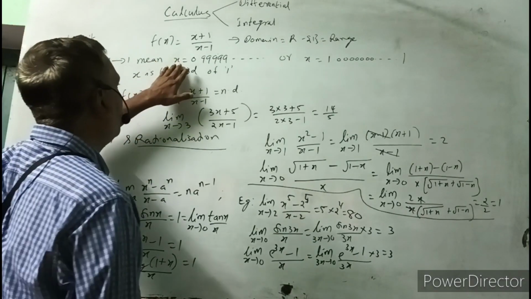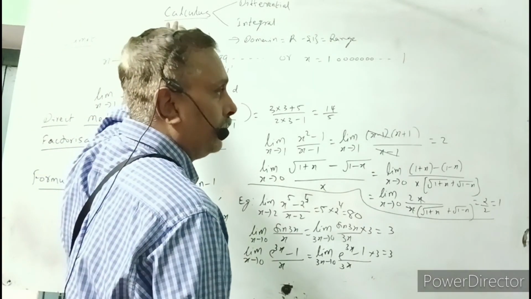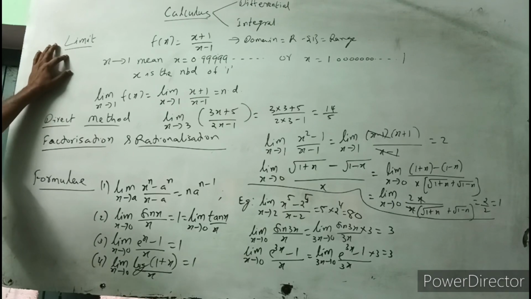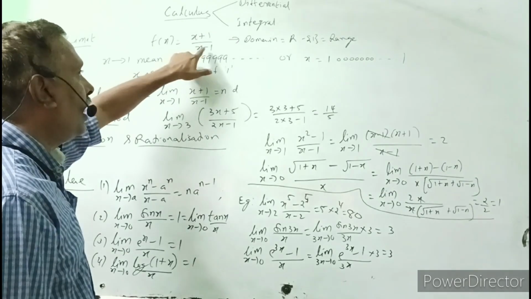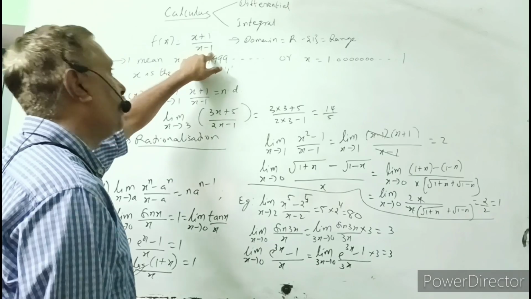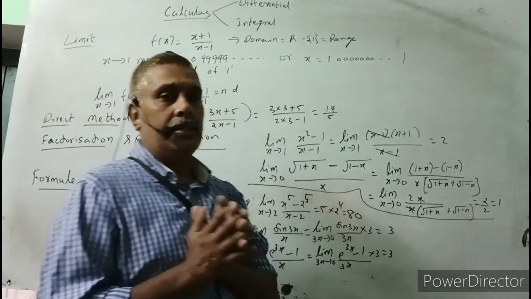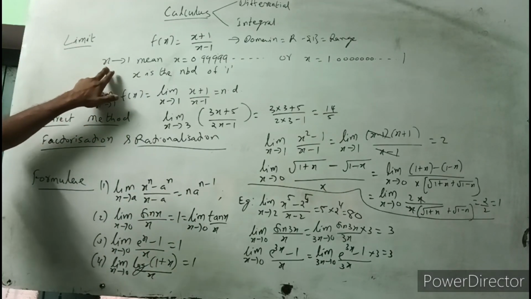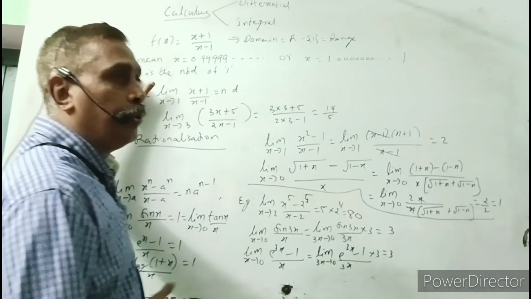Now, how we can use these values in this function? That method is called limit of a function. The word limit. Here we are not using the value for x is equal to 1 in this case. We are going to use the values of x which are very near to 1. That is what is called x tends to 1, or it is read as x approaching 1. x is very near to 1.